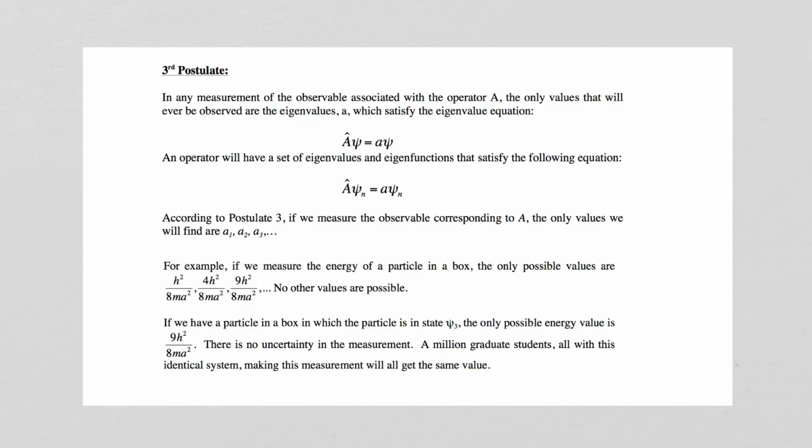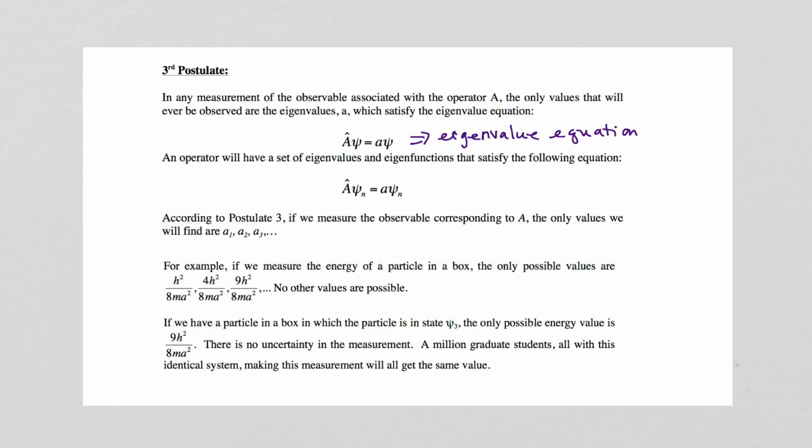Okay, so the third postulate is where we put our operators into action. So here is where we encounter what we call eigenvalue equations and eigenfunctions and eigenvalues. Okay, so this form of equation right here is what we call an eigenvalue equation. So you may have seen this type of equation before in a math class. We will use this a lot to calculate different quantities. So this is how we essentially get calculations for the different observable properties that we're interested in.